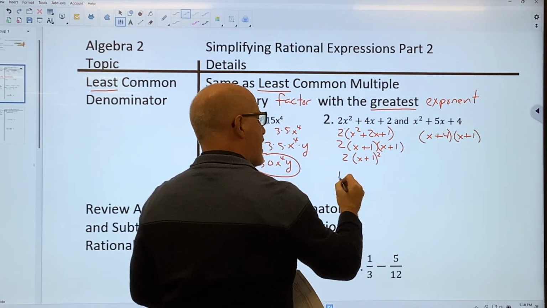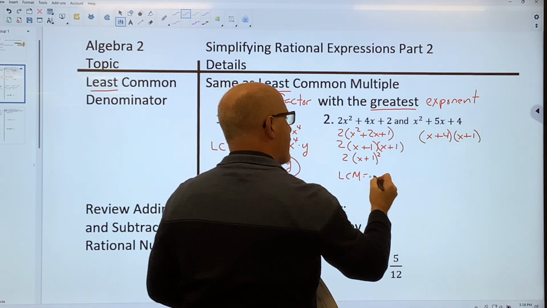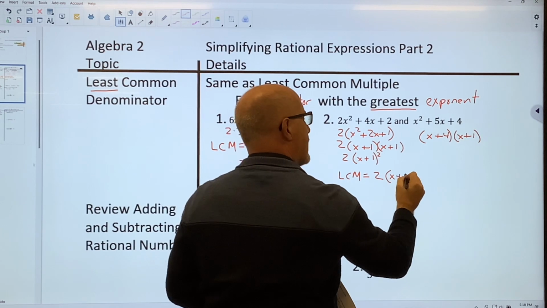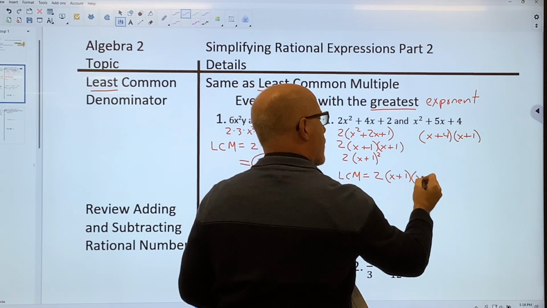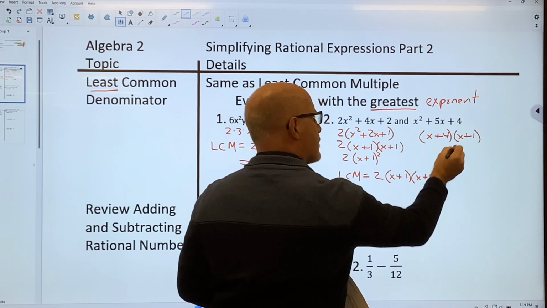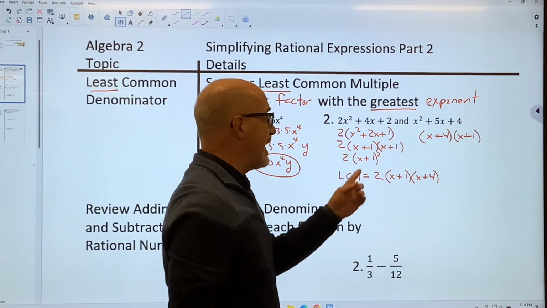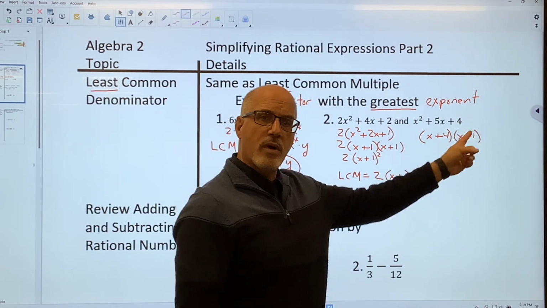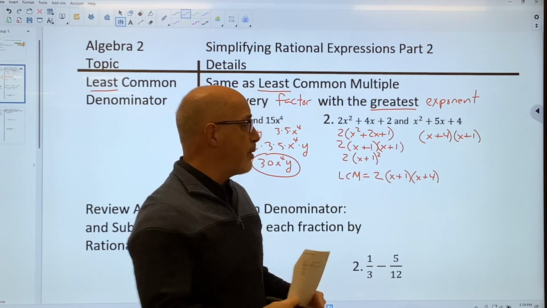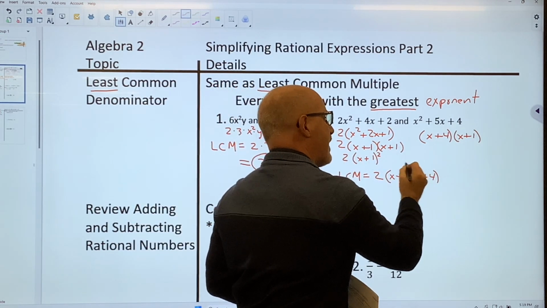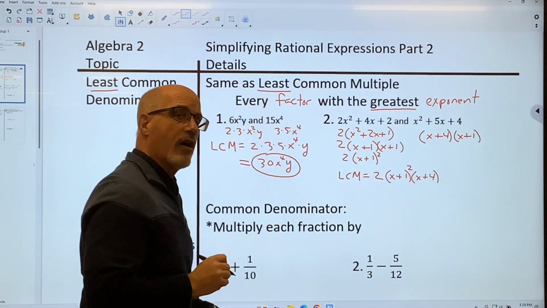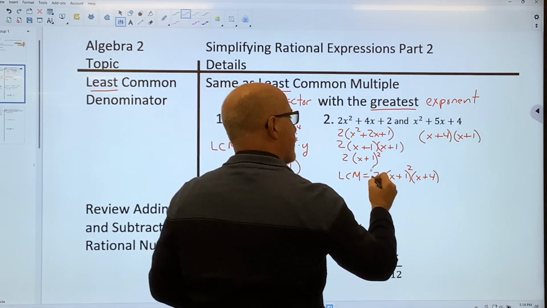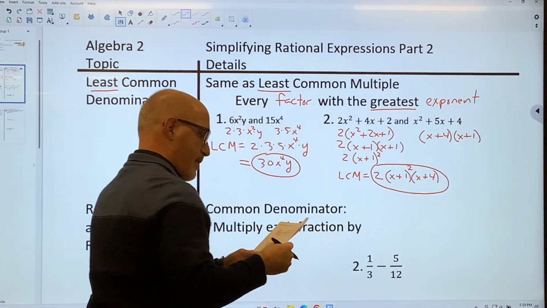So for my least common multiple, take every factor. I'm going to take the 2, I'm going to take an x plus 1, and I'm going to take that x plus 4. I already took the x plus 1, so I don't take it again. And now this x plus 1 has a 2 on it, this x plus 1 has a 1 on it. Take the greatest exponent. So I'm going to take it as a factor that I have a square on it for my least common multiple. So that's my least common multiple for those 2 trinomials.